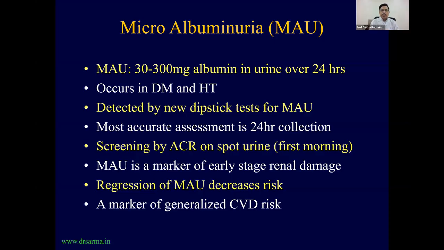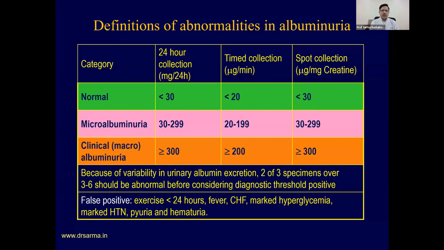We have got microalbuminuria dipsticks now. Accurate assessment is by 24-hour collection. ACR on a spot urine you can do. MAU is a marker of early stage of renal damage, and regression of MAU decreases the risk. Prognostic marker also. A marker for generalized CV risk. None of you are measuring MAU, microalbuminuria. All of you please measure the microalbuminuria without any doubt.